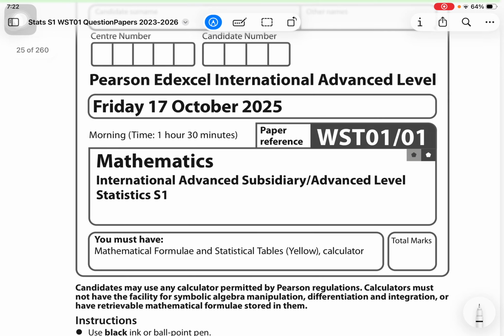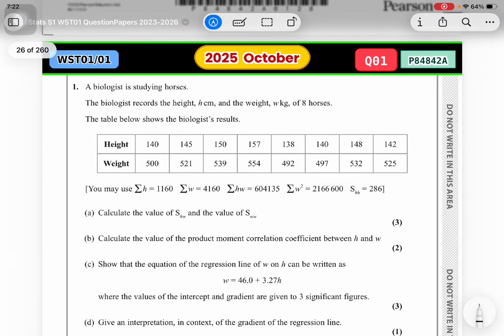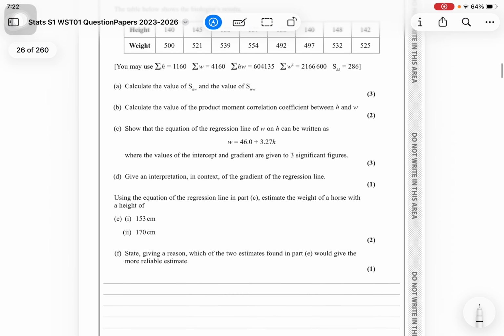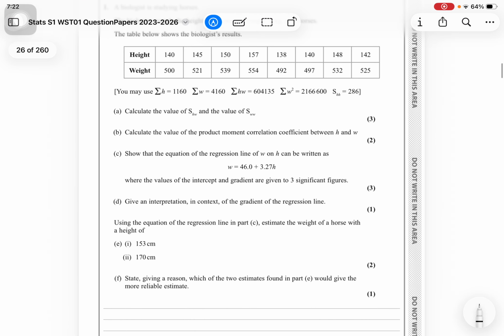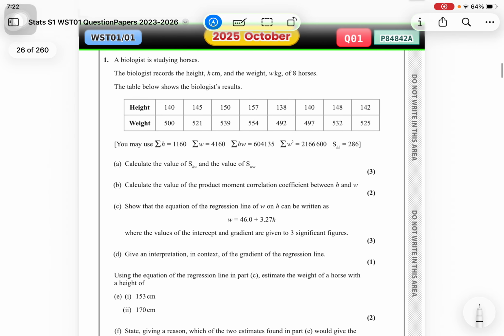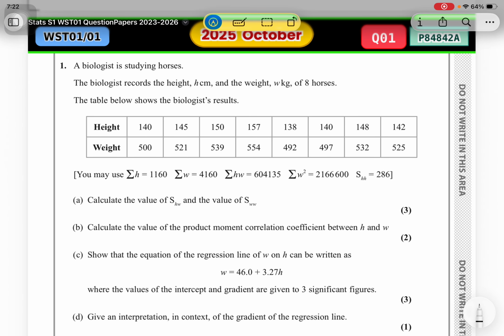So let's start with the statistics S1 paper for 2025 October. Okay, the very first question goes with correlation coefficient R. Here's quite a bit of data, and they're asking us to find a few variables. The very first thing we have to identify is which is the explanatory variable and what is the response variable.